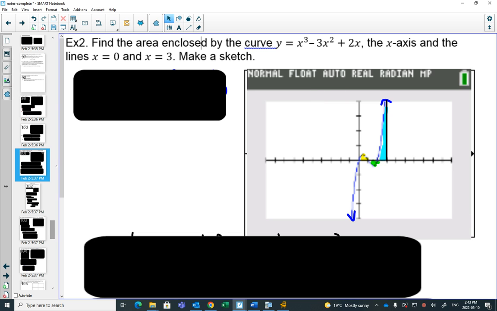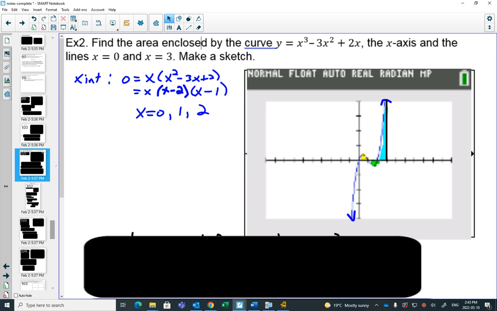So I'll put the graph up to see if you got the graph right and the factoring. Set it equal to 0. You could factor out a common factor of x. So you have x-intercepts at 0, 1, and 2.